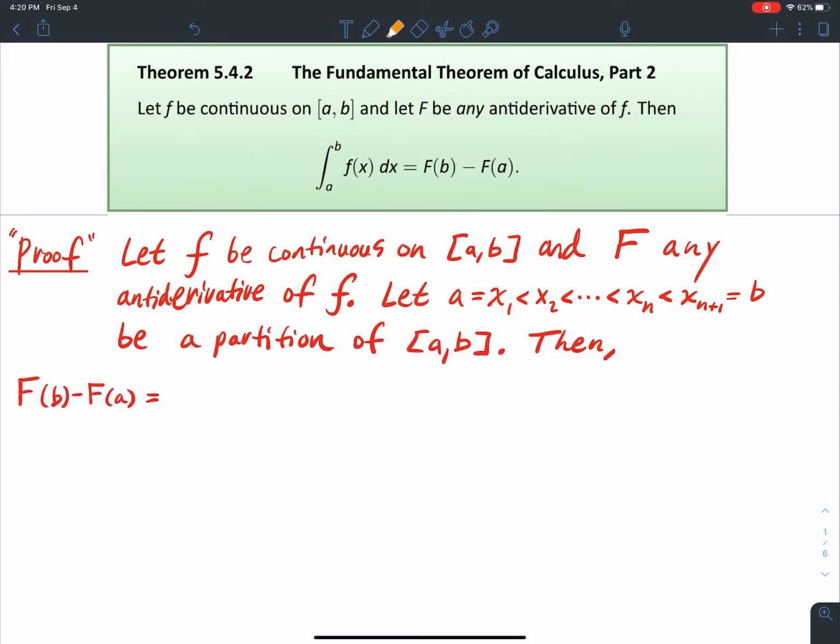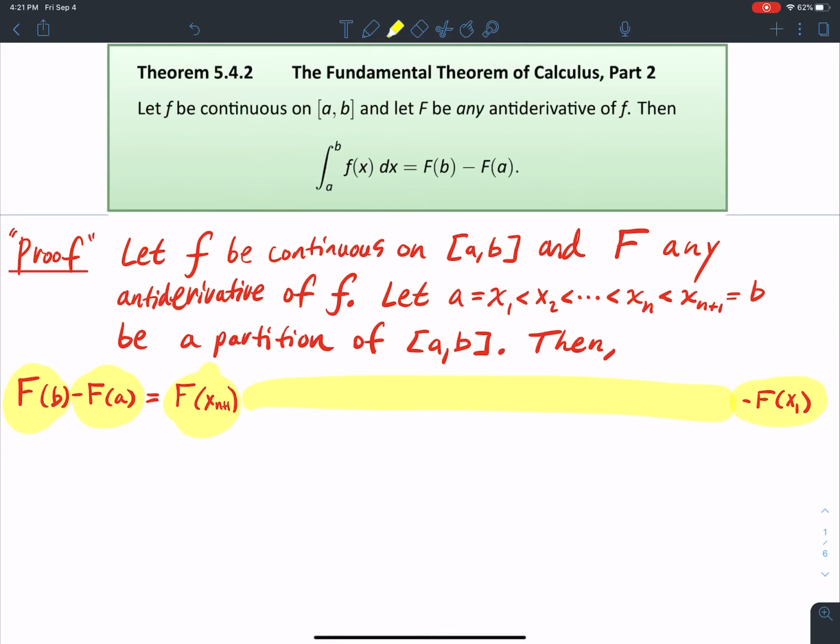And so what does that tell me? We're going to rewrite F of b minus F of a in a clever way that incorporates all these values. This is going to be defined as F of b, which is F of x sub n plus 1, right? And then minus F of x1. Remember, x1 was equal to a, so we're still good. So technically, we still have the same thing, F of b minus F of a, way over here.